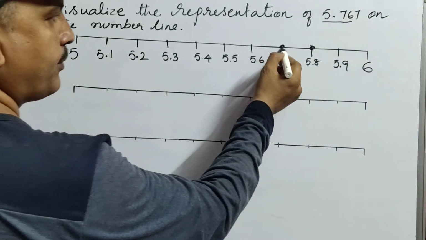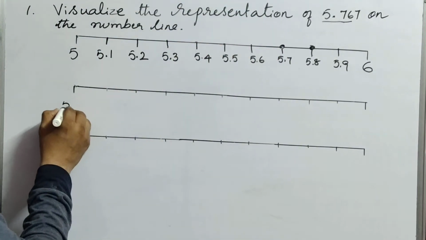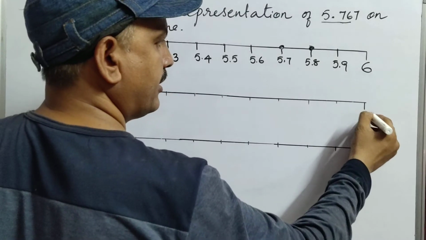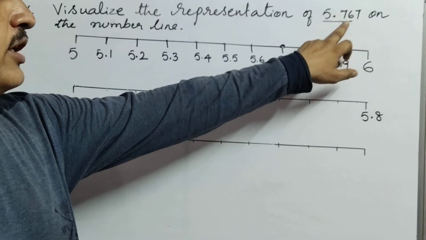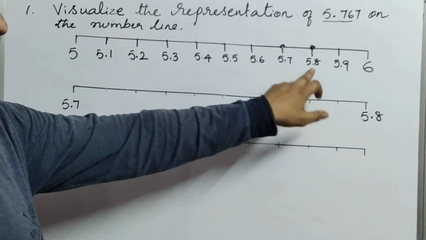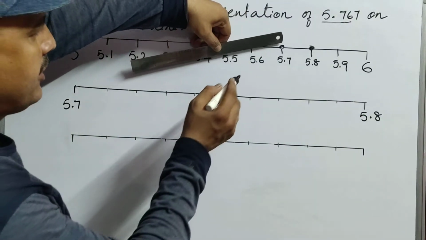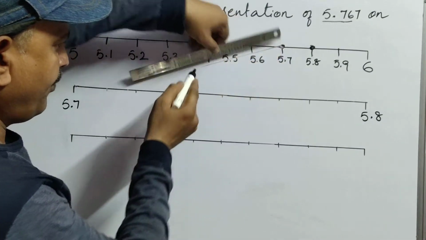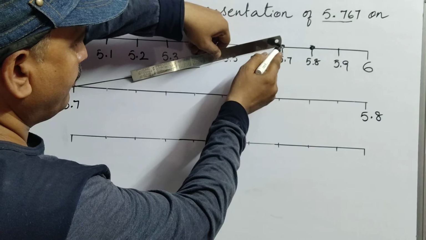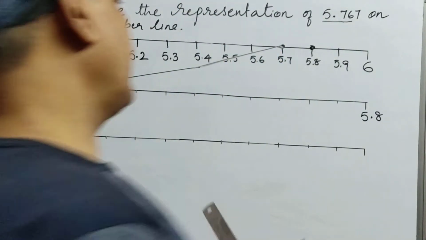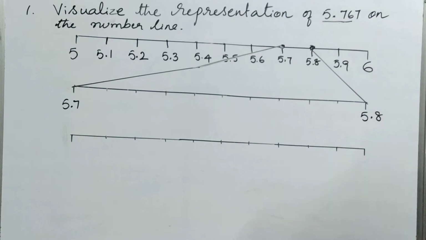So 5.76 lies between 5.7 and 5.8. After pointing out like this, draw a line from here to here. That means 5.7 should be written here and 5.8 here. Why did you take 5.7 and 5.8? Because 5.76 lies between 5.7 and 5.8. So for identification, you can just join these two ends like this. Just draw a straight line, children, and join these two also.